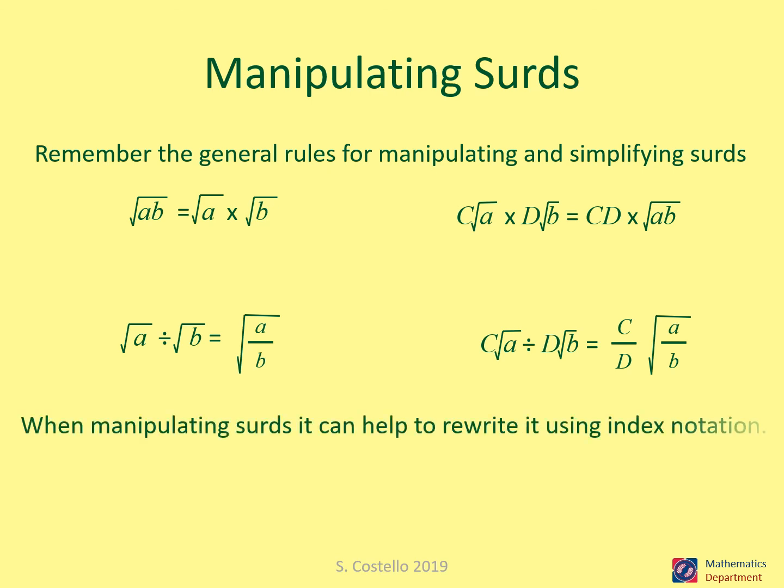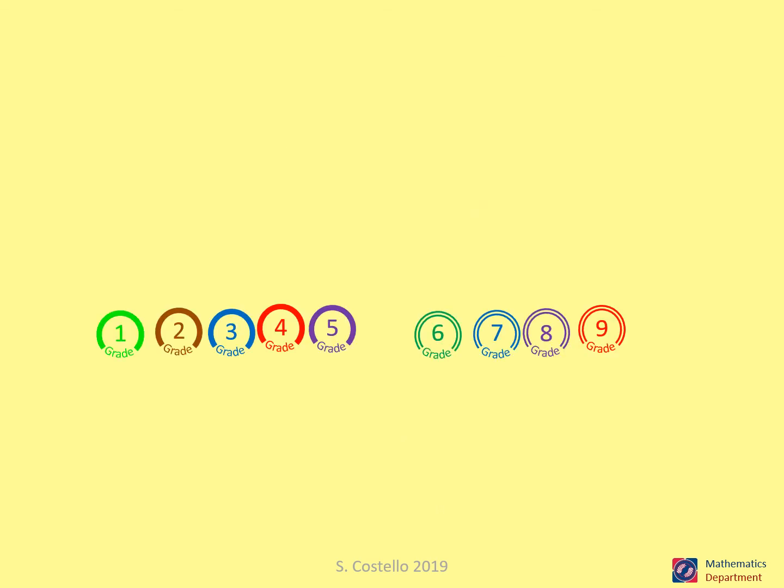When manipulating surds, it can help to rewrite it using index notation. So you've got to be comfortable with switching from index notation into surds. Remembering that root A is the same as A to the 1 over 2. Right, hopefully that was of use to you. So a bit of practice, get us back in the swing of stuff before we move on to vectors.